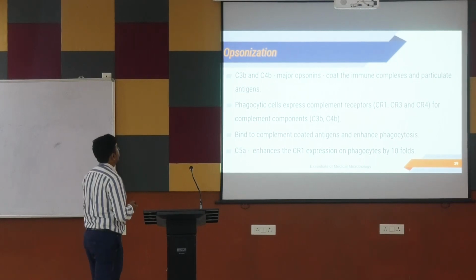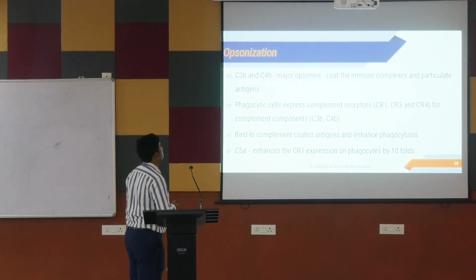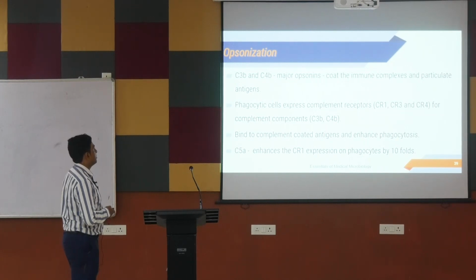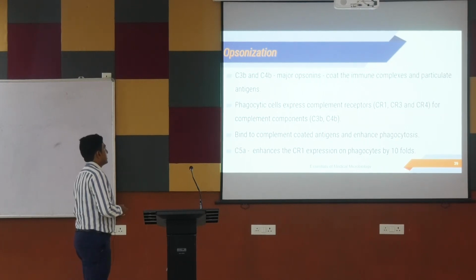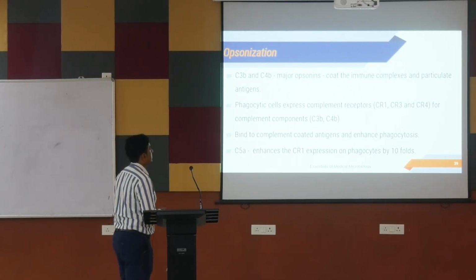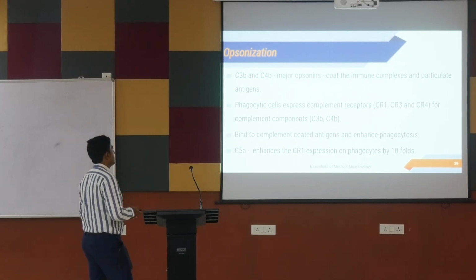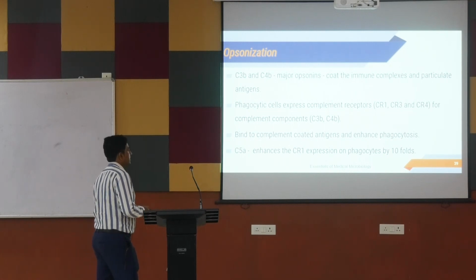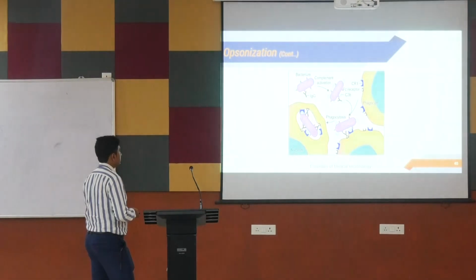Opsonization: what are the opsonins? C3b and C4b are the major opsonins. They coat the immune complexes and particulate antigens. Phagocytic cells express complement receptors like CR1, CR3 and CR4 for the complements. These bind to the complement coated antigens and enhance phagocytosis.